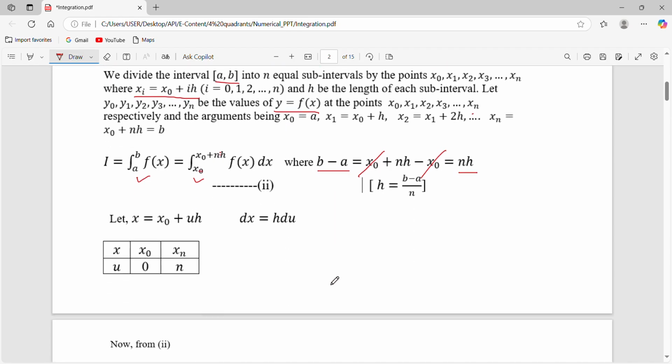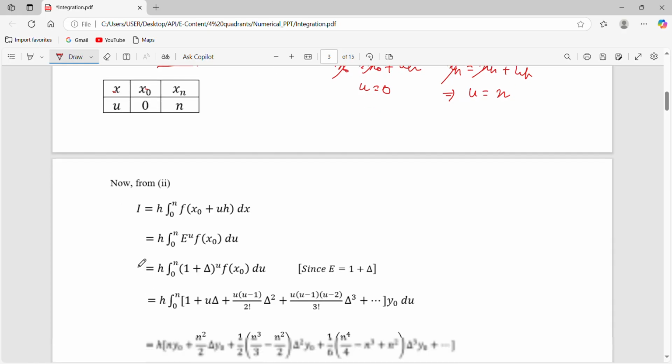Next, let x equal to x0 plus uh. So dx equal to h du. When x is x0, putting x equal to x0 plus uh, the x0 cancels out, so u equal to 0. And when x equal to xn, xn equal to x0 plus uh, so the x0 cancels out, so u equal to n. So that we have done here.